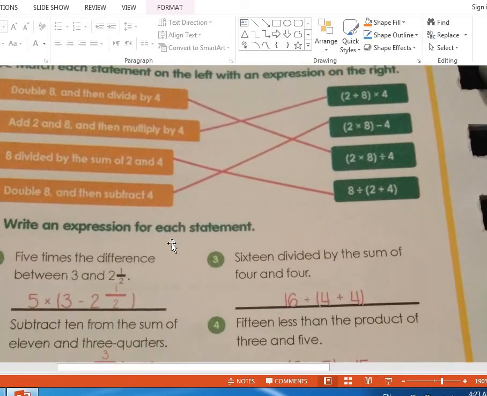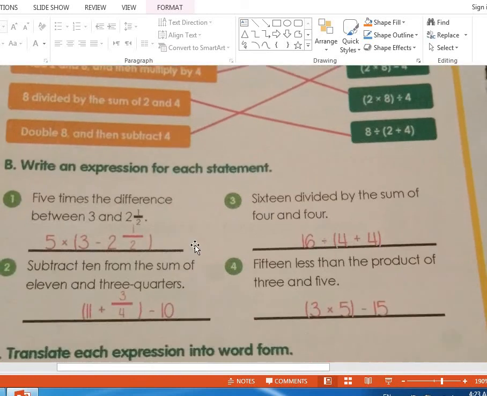Here write an expression for each statement. 5 times the difference between 3 and 2.5. 5 times, the difference between 3 and 2.5, 3 minus 2.5. Okay, number 2.